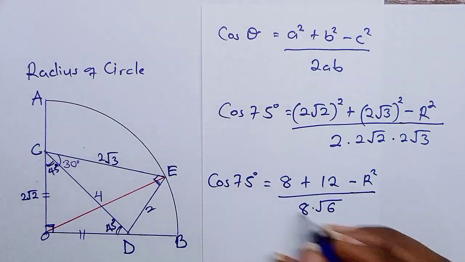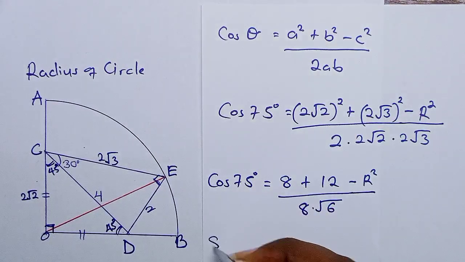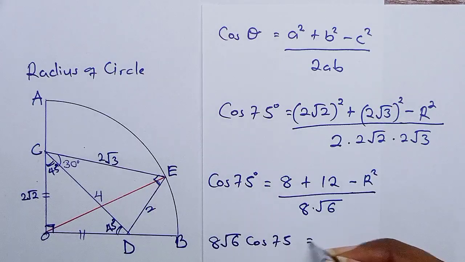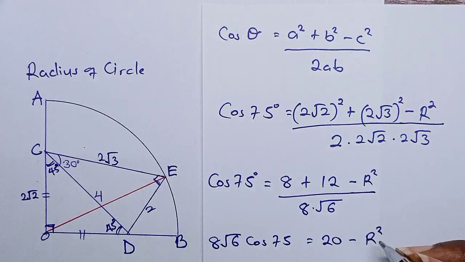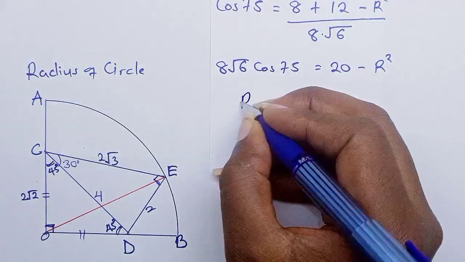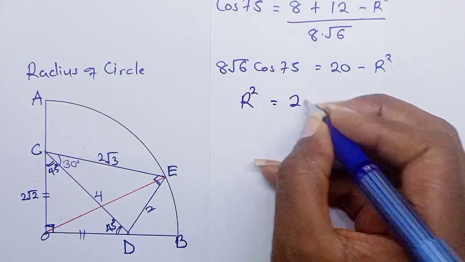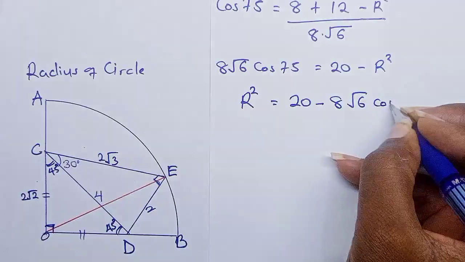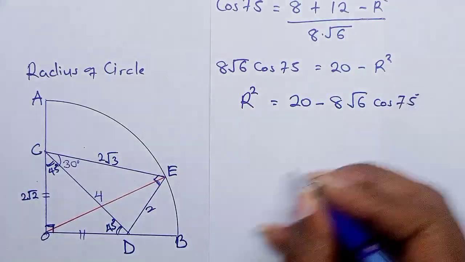So we shall have this multiplied by this to give us 8 root 6 cos 75 is equal to 8 plus 12 is 20, 20 minus R squared. So we make R squared the subject. So R squared will be equal to 20 minus 8 root 6 cos 75 degrees.